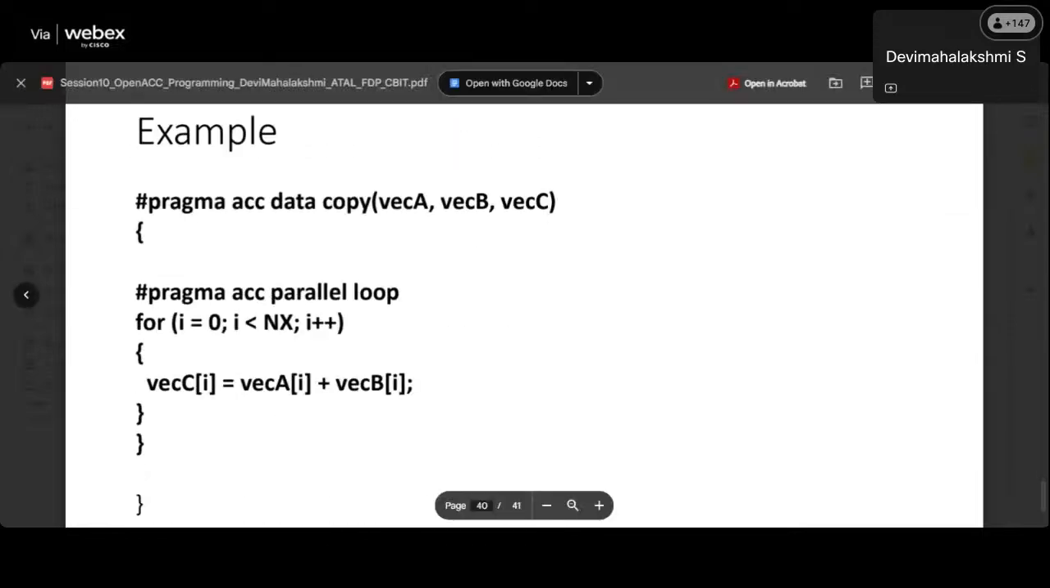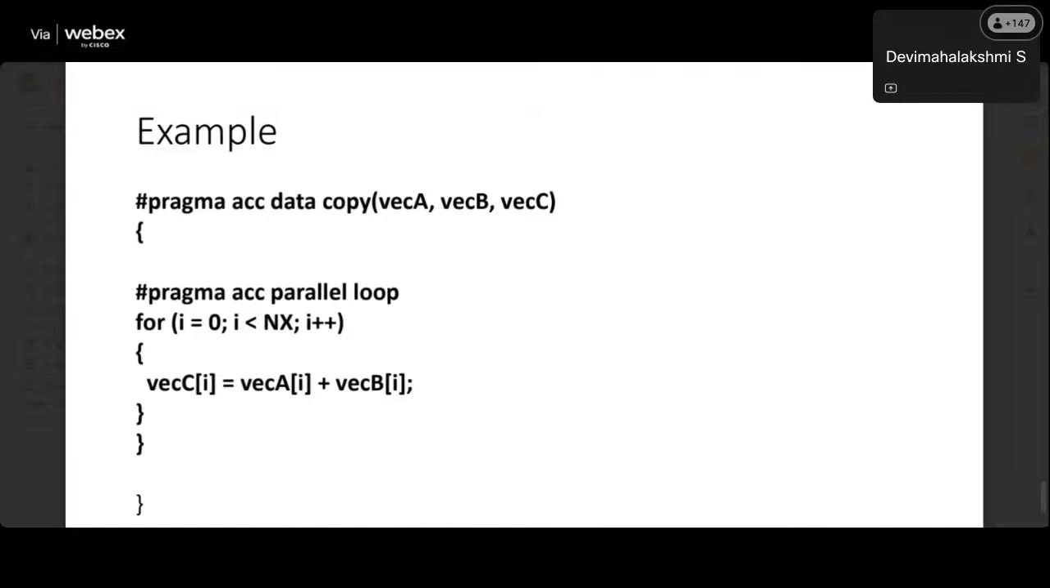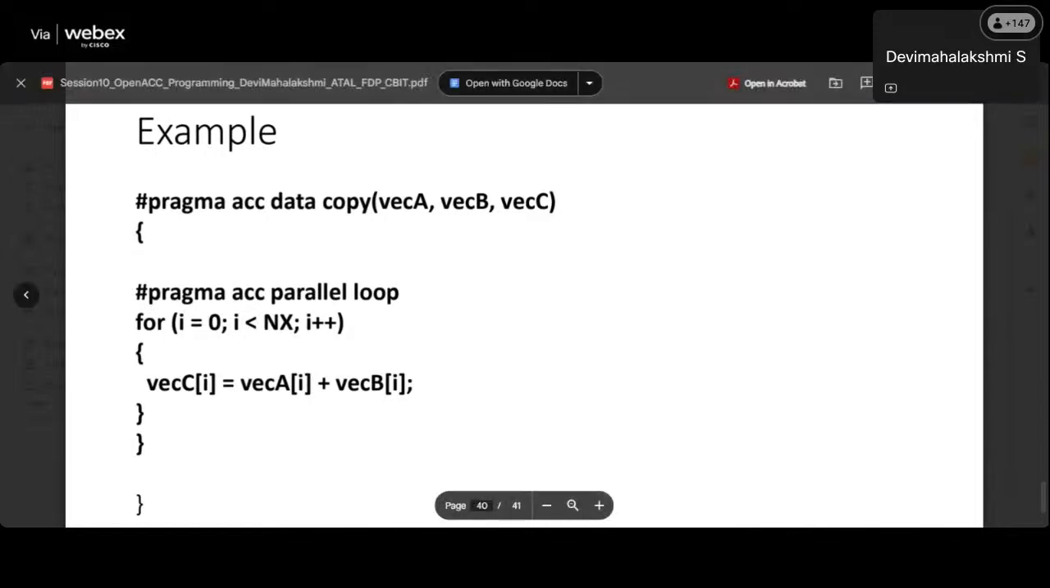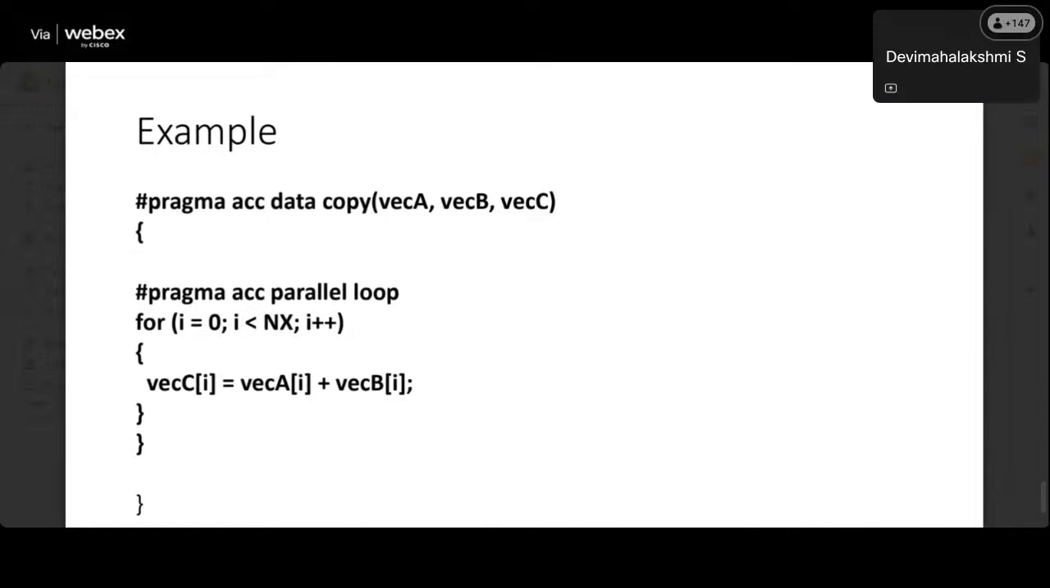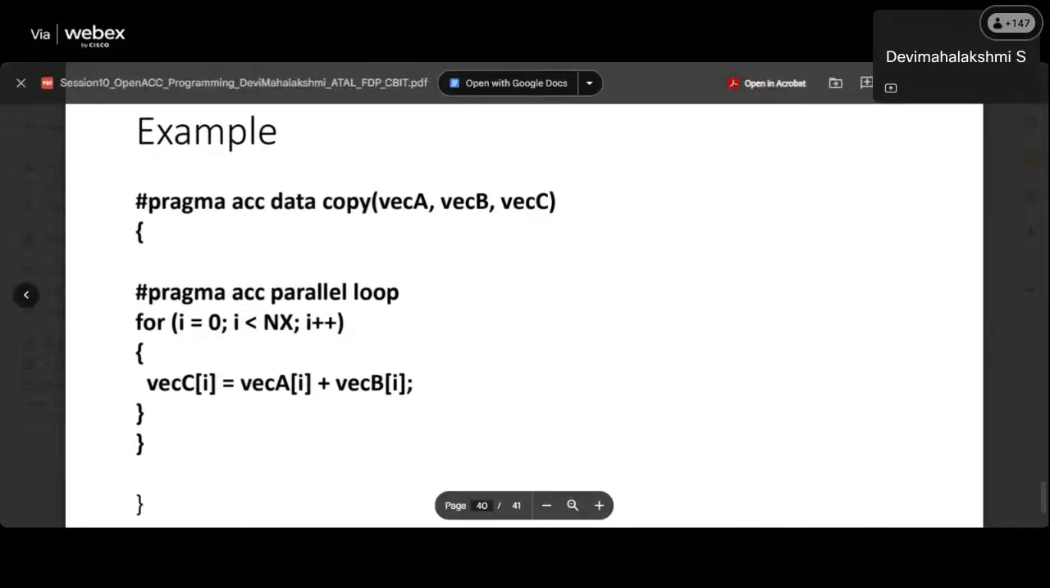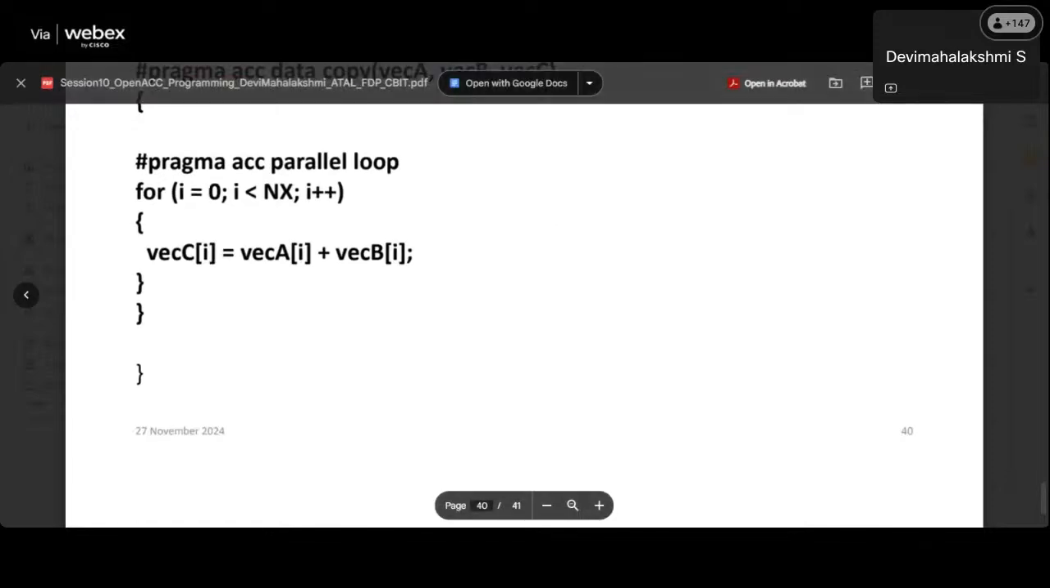And another example, we are creating a data directive. Inside this, we use copy. So A, B, C, all three will be acting as input as well as output. So whatever modification is done on A and B will be available in the host machine again. And we are creating the parallel region. And now this part of the loop will be executed in the GPU accelerator, and the result will be available in your host machine with the same name, vector C. All right.